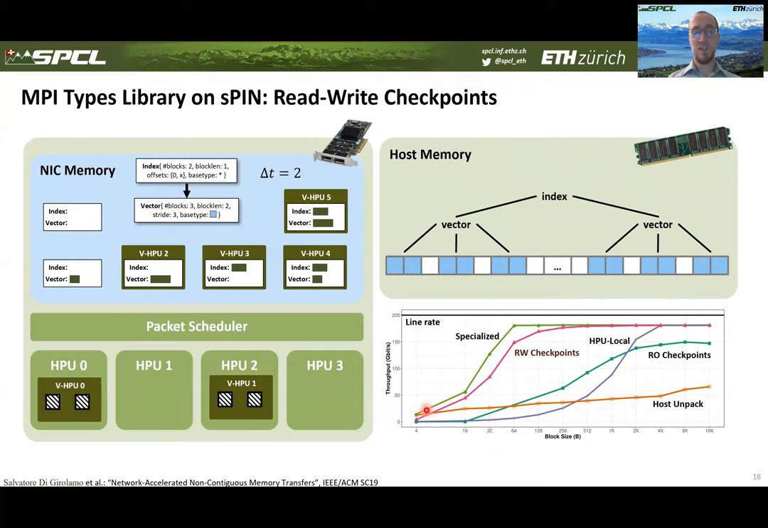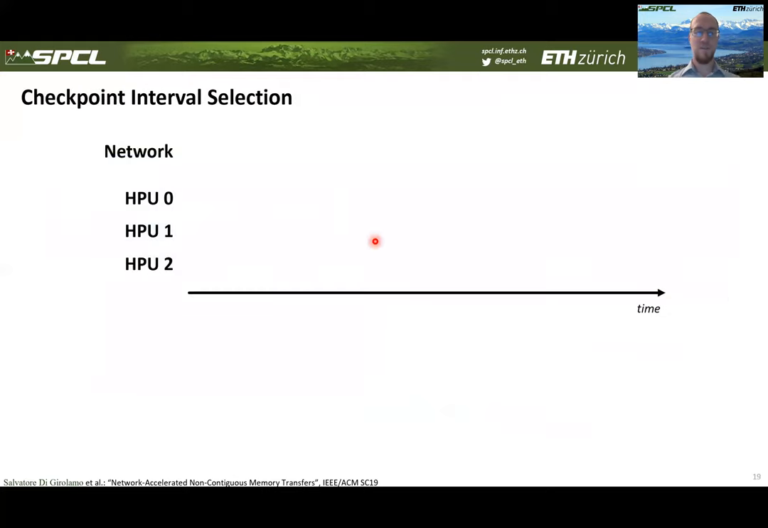But what we basically achieve with this, to take the main result up front, is that here we see the specialized implementation, which reaches line rate at 64 packets. And then the RW checkpoints is what our virtual HPU model is. And we see it nearly reaches the same performance. So basically at 256 bytes, we are indistinguishably close, or within the noise, to the line rate and the specialized implementation. But this, as opposed to the specialized one, now supports arbitrary MPI data types. This is quite an achievement in my and my students' opinion.